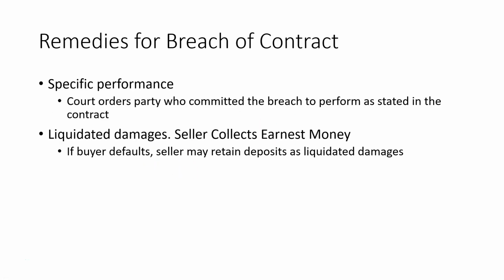Remedies for breach. You can go to court, and the judge will order the non-performing party to perform specifically according to the contract. If it's the buyer that defaults, the seller may ask for the earnest money as liquidated damages. Liquidated damages means I can quickly get what is in the escrow account as cash damages to me.